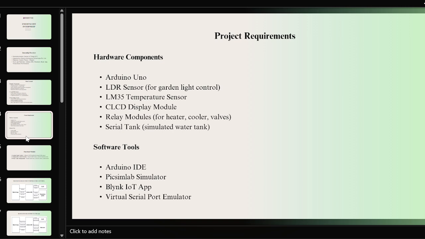The hardware includes Arduino Uno, LDR sensor for light controlling, LM35 sensor for temperature, CLCD display, relay module for heater, cooler, and inlet and outlet valves, and simulated serial tank. The software tools include Arduino IDE, Picsimlab, BlynkIoT app, and virtual serial port emulator.